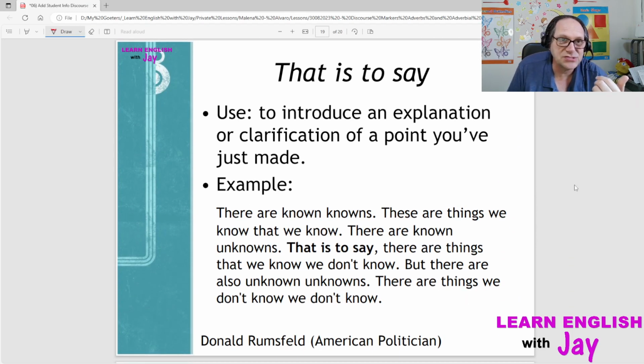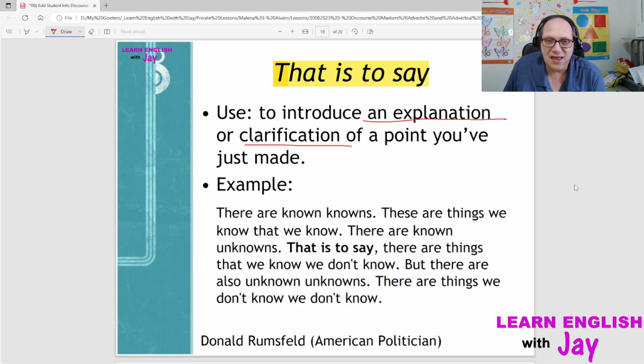Okay. So, we've got two more left. "That is to say." I think I've used this one quite a bit. This is when we give an explanation or a clarification of a point you've just made. So Donald Rumsfeld, an American politician, said, "There are known knowns. These are things we know that we know. There are known unknowns." Now that is quite confusing. I don't know about you, but it's really confusing.